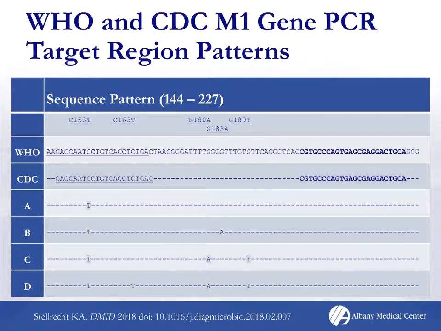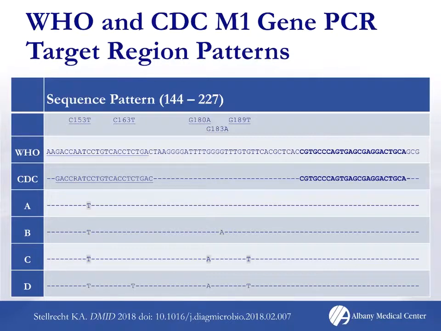And what I saw is when I aligned the matrix genes to the WHO and CDC target regions, there were actually 3 patterns that were present. I saw a total of 38 different patterns, but most of them were in very low numbers of virus or individual viruses that had the pattern.